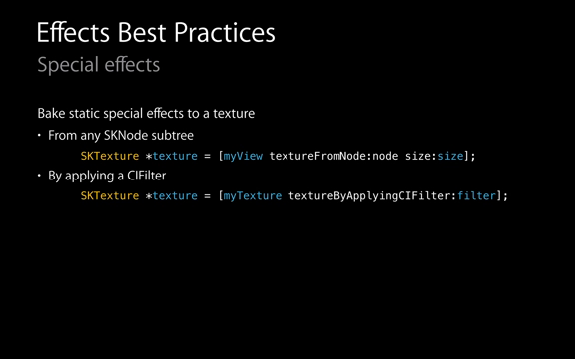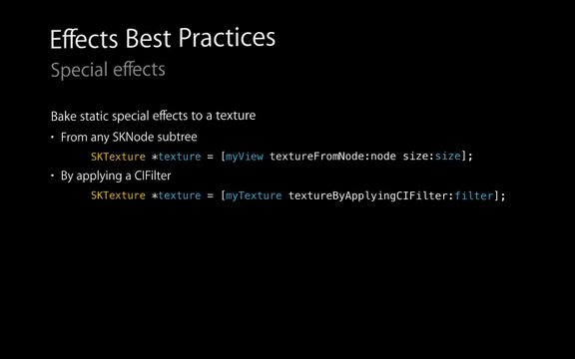There's a couple of cool things that you can do here. You can create a texture from a node and just specify the node, ask the view to rasterize it for you, and now you've got a texture. Just slap that up. It's going to cost almost nothing. If you have a CI filter, there's the other variant right there. All right, so that's what I have to say about effects.